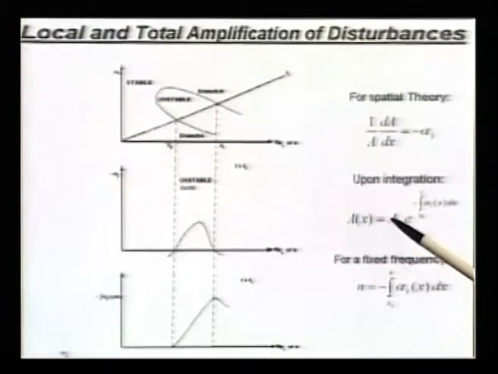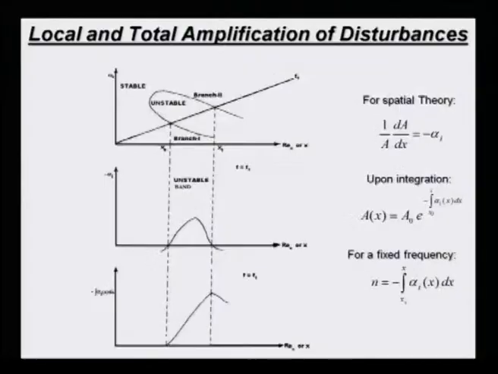So, A of x is nothing but A naught e to the power of minus the integral from x naught to x of alpha I of x dx. Why did I put this x within parentheses of alpha I? Again the same thing that we talked about, that this is what we are expecting. We are expecting that the flow will latch on to the local condition, right.